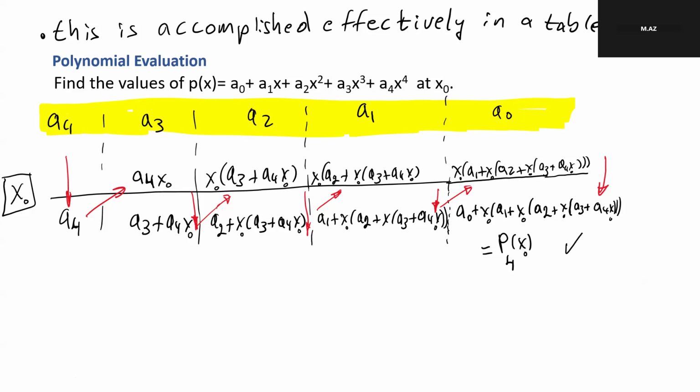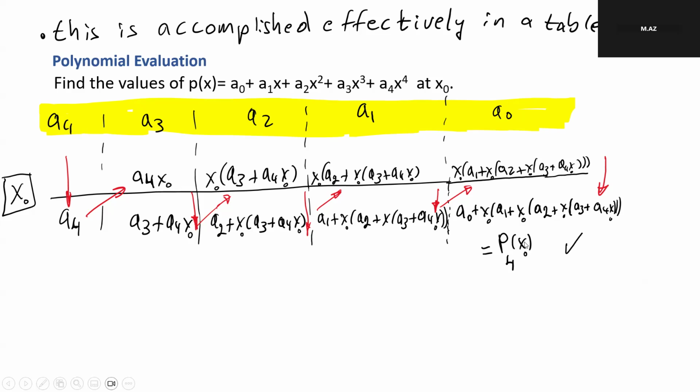The next coefficient is a sub 3. And we get this answer, and again we multiply the whole of these terms by x0 and write it here and add to a2. And we continue all these steps until we reach the constant value. And this part is called the remainder of Horner's method, and the remainder shows the value of the polynomial function at x0.